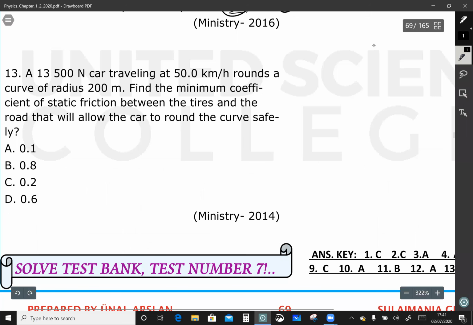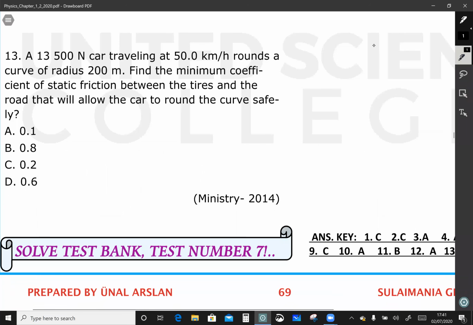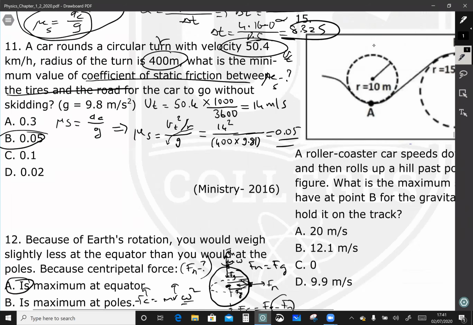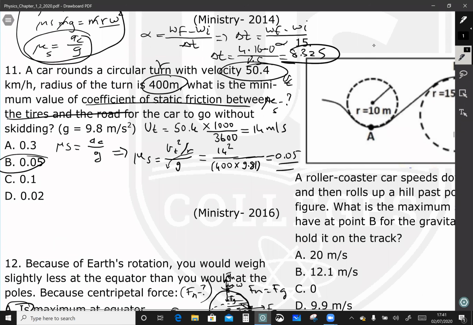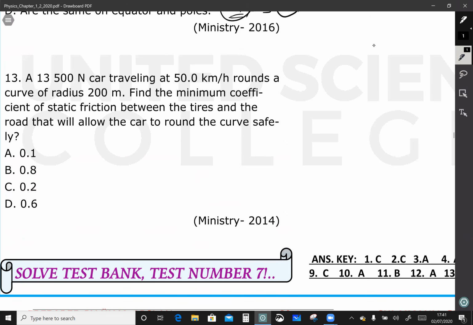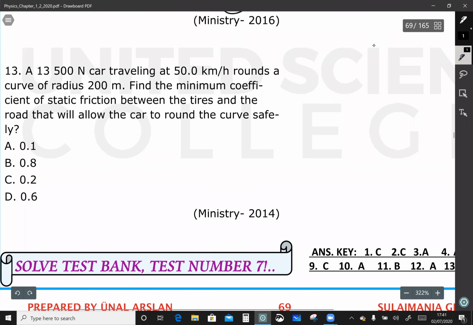And question number 13. A 13,500 newton car is traveling at 50 km per hour around a curve of radius 200 meters. Find the minimum coefficient of static friction between the tires and the road that will allow the car to run the curve safely. In fact, 13 and 11 are the same question with different numbers. Again, you are going to first convert the tangential speed.